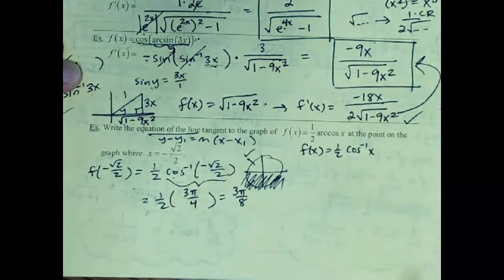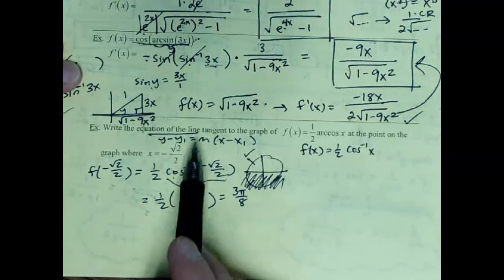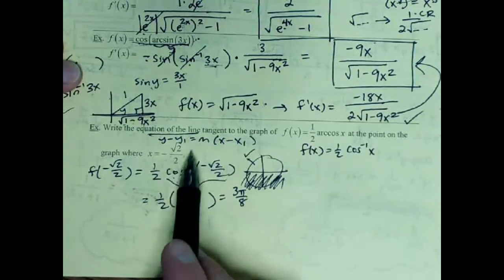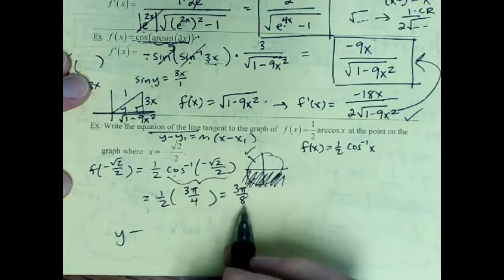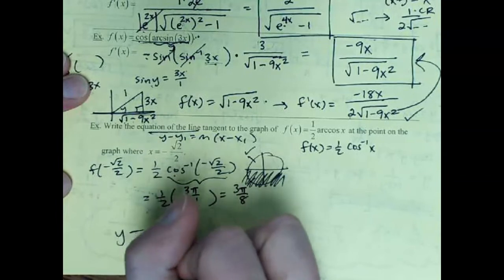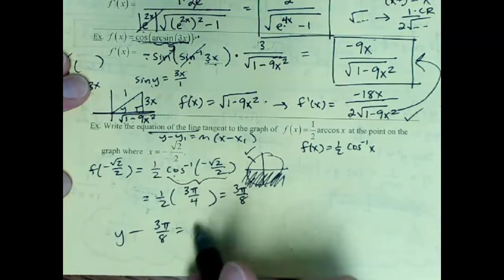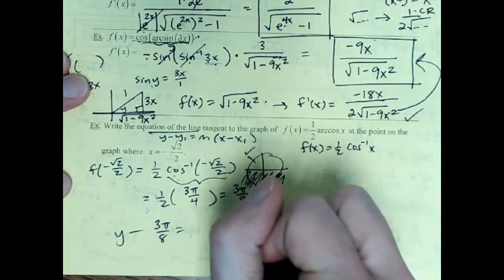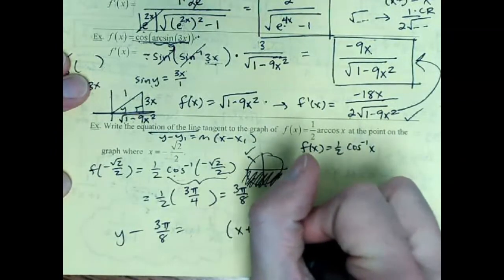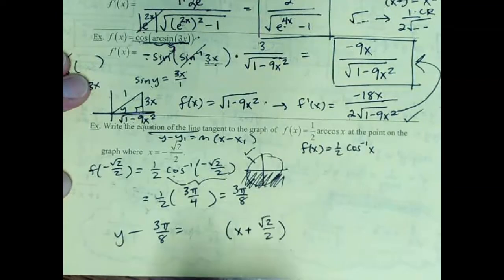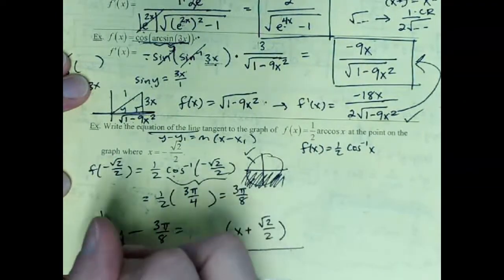That's an ugly y coordinate, but it's okay. How we find the y coordinate is we take the x and we plug it into the original. Let's set up this equation. So I've got y minus 3 pi over 8 equals m, I would still need to go get the slope of the graph at that point, and then x minus, when you minus a negative, it'll change to plus, root 2 over 2. So here's the answer. We just need to do a little bit more.